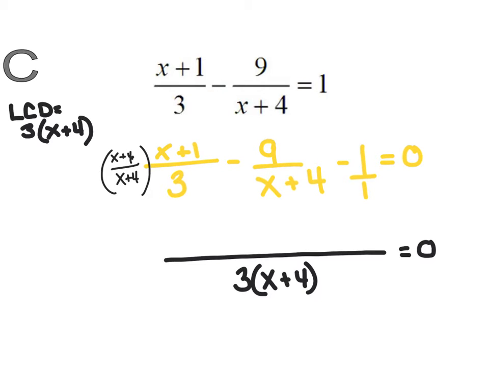The second expression will need to be multiplied by 3 over 3. And the third expression will need to be multiplied by the entire common denominator. So I'm just going to give myself a little more space. I'm going to erase the equal 0 and squeeze in times 3 times x plus 4 on the top, times 3 times x plus 4 on the bottom.